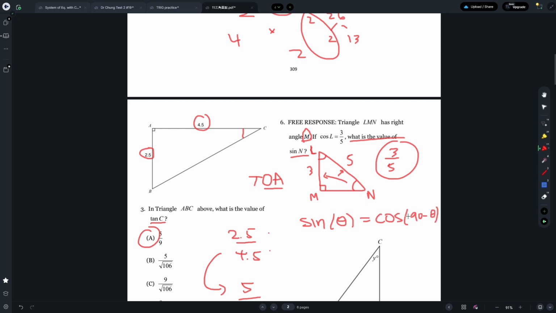And 90 minus theta would just refer to the other non-right angle, because since we know that M is a right angle, that means L and N have to add up to 90. So if angle L is theta, that means angle N has to be 90 minus theta. And this is a pattern that you should remember, and this might come up, and this could save you a couple seconds of time.